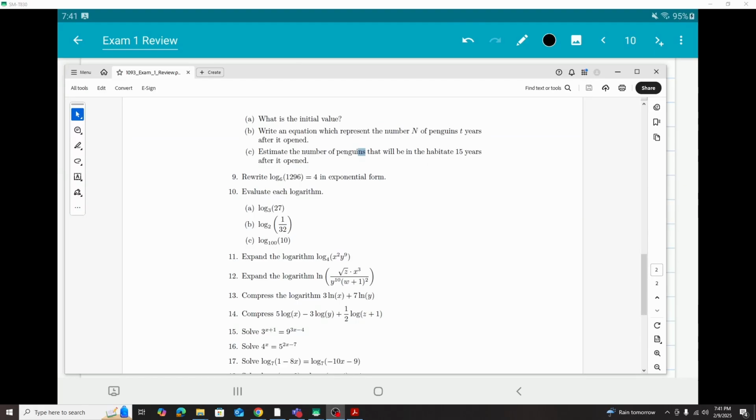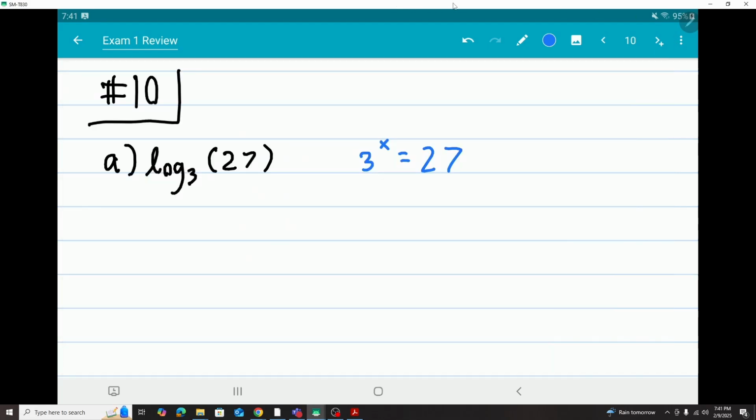Now we've got a few logarithms to evaluate. So a is log base 3 of 27. And so this is just asking us, what power do I need to raise 3 to? 3 to the what power gives me 27? And now I work backwards from there. And I get that x needs to be 3. 3 to the power 3 is equal to 27.